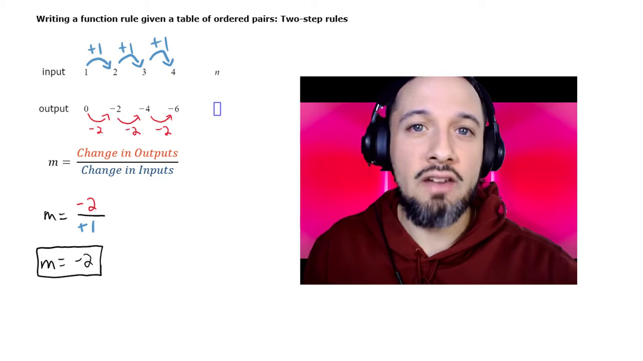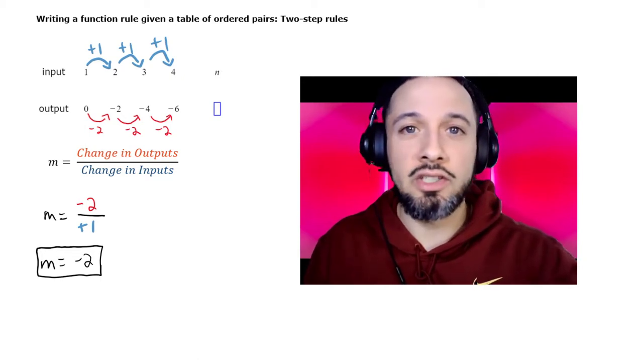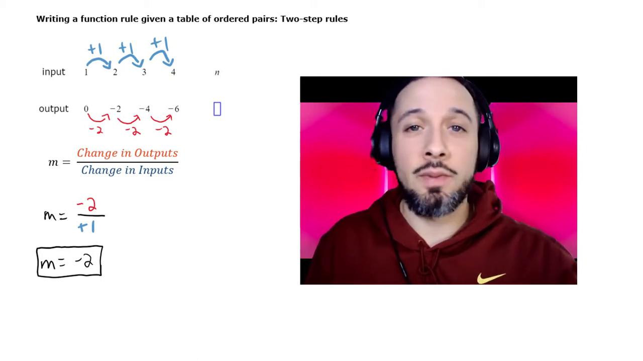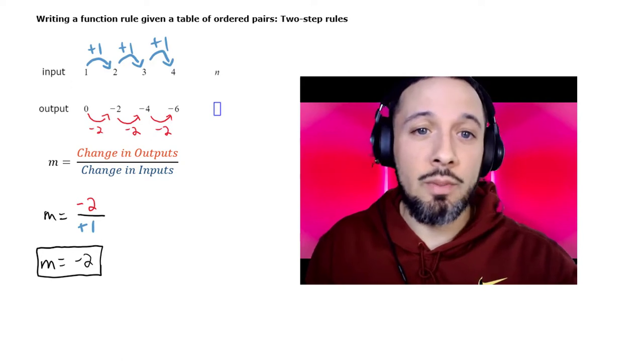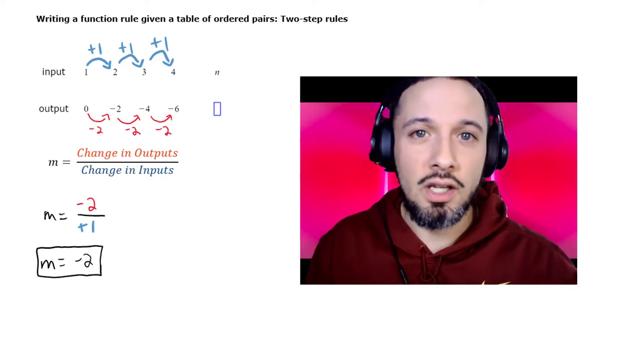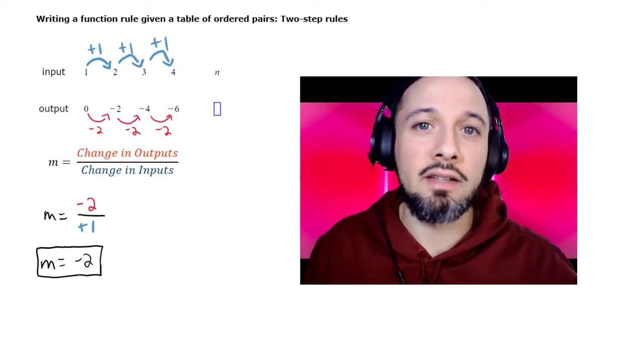Just so you know, if you have a table of values where the inputs are changing by the same amount and the outputs are changing by the same amount, just like we have here, it represents something called a linear function. Let me show you a picture of what I mean by a linear function.